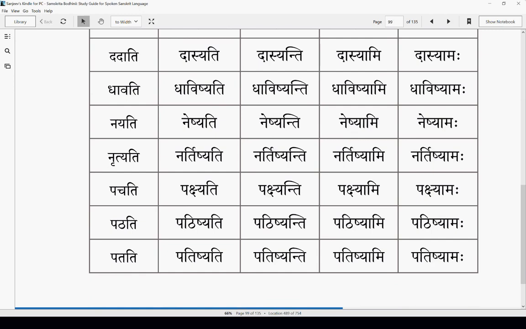So how do we know that? By usage. You look at the kosha and start using it. As we use more and more, we remember them. Like Pachati becomes Pakshati, we should not use Pachishyati. Patati becomes Patishyati, not Pachyati. Similarly, Tyajati, not Tyajishyati, we have Tyakshati there.